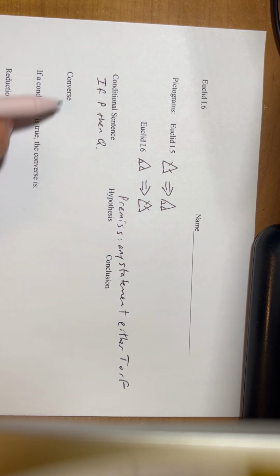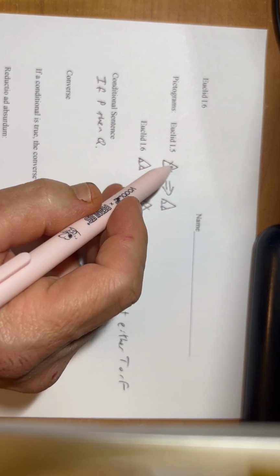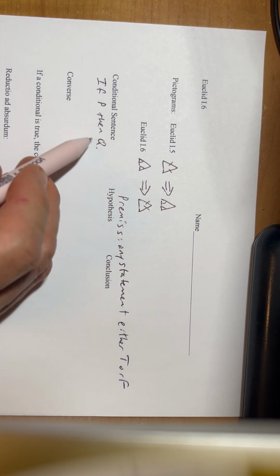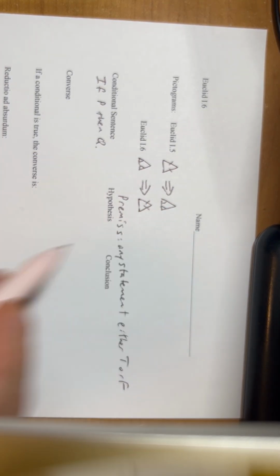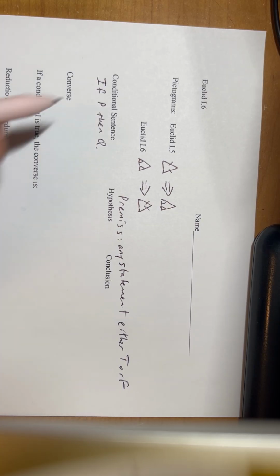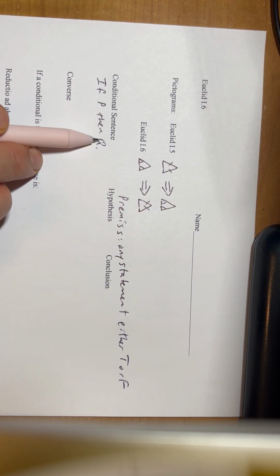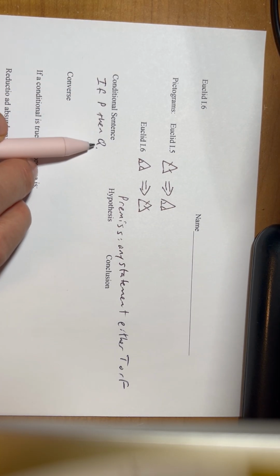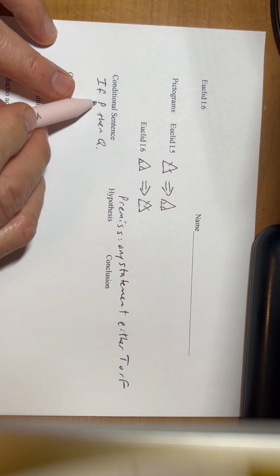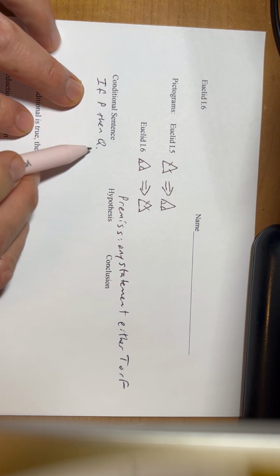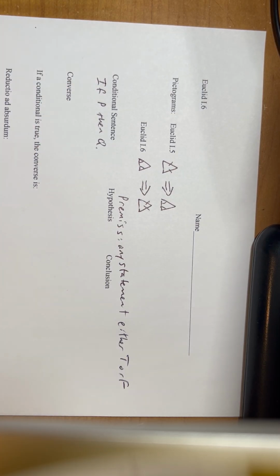So in this conditional sentence, P is a statement such as a triangle has two sides that are equal. And Q is another statement such as a triangle has base angles that are equal. The conditional sentence says that those two sentences, or those two premises, are linked logically. That if you believe P is true, then you have to believe that Q is true.